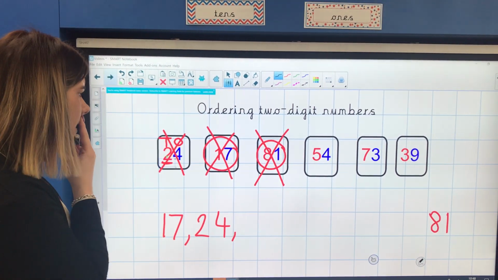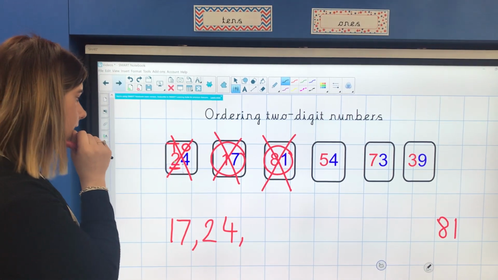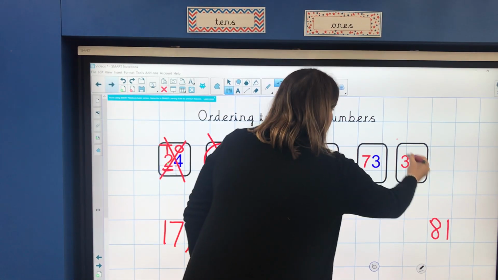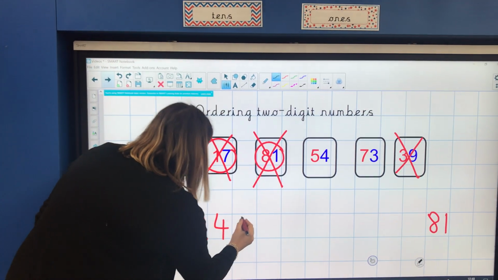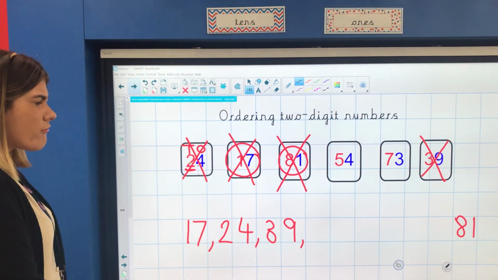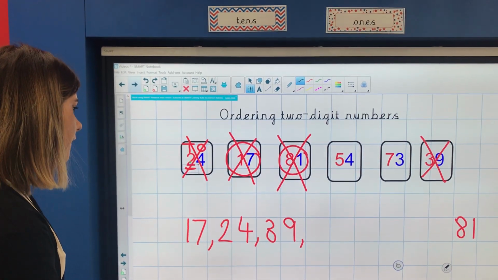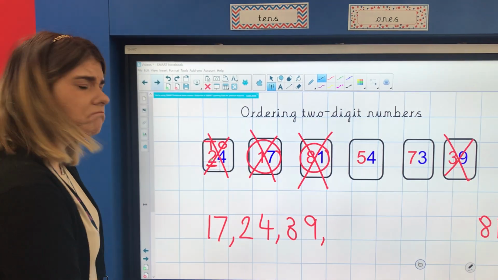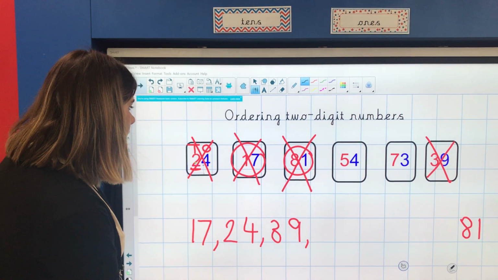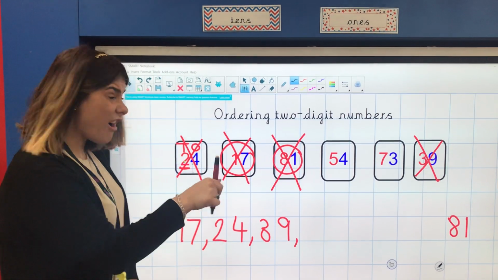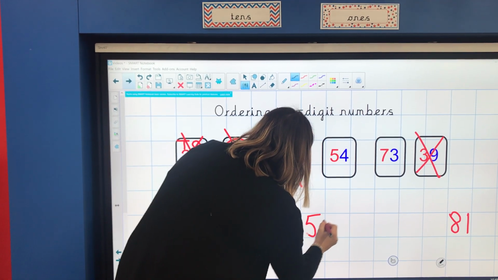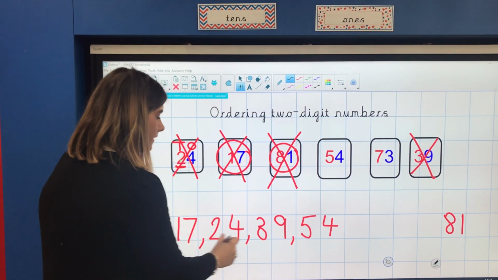Let's have a look now if there are any numbers that have 3 tens. Let's have a look with your grown-up. You should have found 39. Okay. Have a look now with your grown-up. Are there any numbers that have 4 tens? There's no numbers that have 4 tens. Are there any numbers that have 5 tens? Yes, there are. 54 has 5 tens. So that's going to be the next number in our order from smallest to largest.